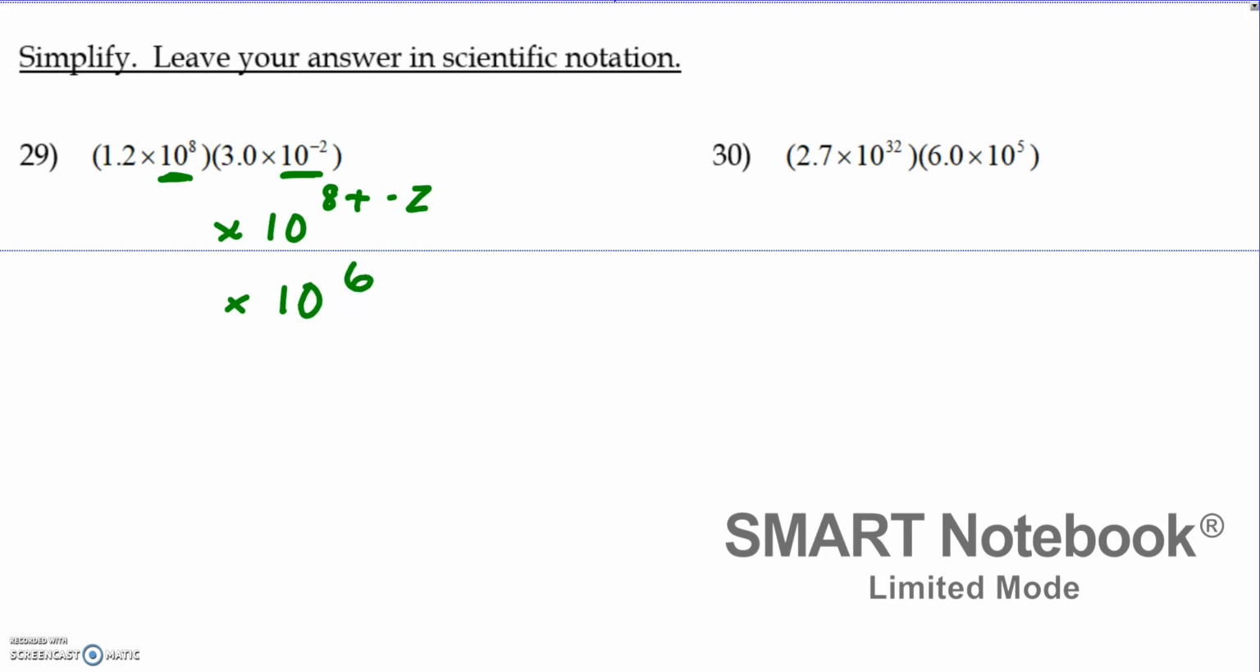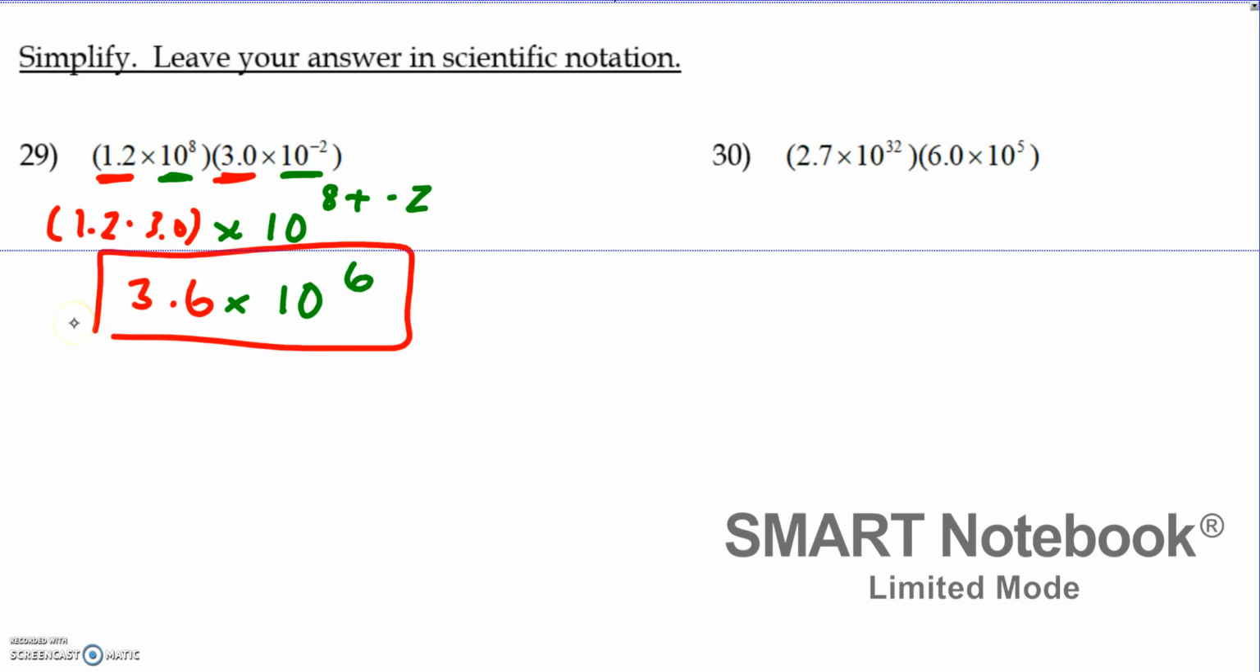Now this other part, 1.2 and 3.0, are not like bases. So the problem's really just asking me to multiply 1.2 times 3.0. If I do that, I end up with 3.6 times 10 to the 6th. And I need to ask myself before moving on if this number is in scientific notation. Well, is this number between 1 and 10? Yes. And is it times 10 to a power? Yes. So my final answer is 3.6 times 10 to the 6th.